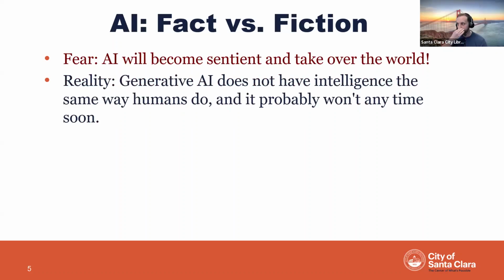The reality of the situation is that generative AI, as it currently exists, is not even remotely close to developing sentience, to knowing what it is, or even to having what we think of as real human intelligence. And it doesn't seem like that's going to be the case anytime soon. There are a lot of hurdles in the way.